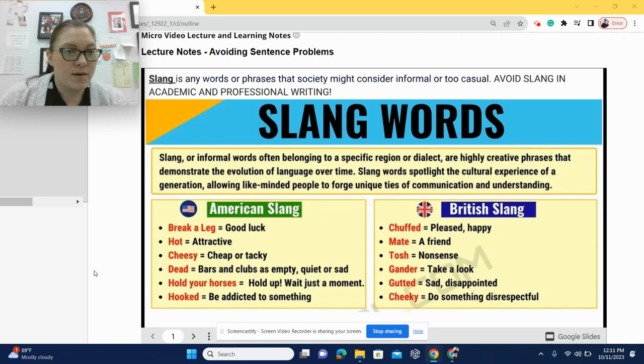This week, your grammar activity will be going over avoiding sentence problems. And so we are going to talk about three specific things that you can avoid in your writing in order to avoid those problems. The first type of problem you get into whenever you are trying to write for academic or professional purposes would be slang words.